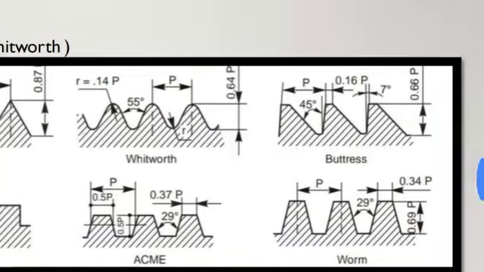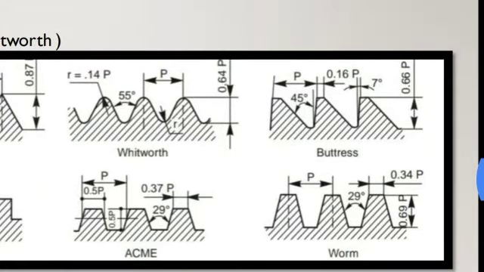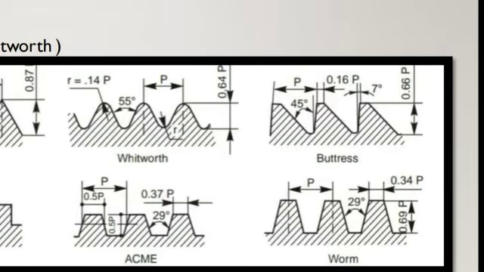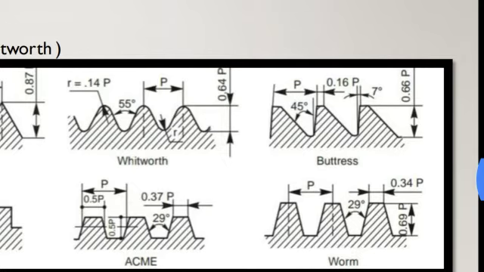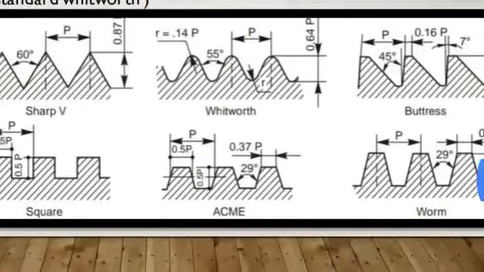Okay, next, buttress. In the buttress thread profile, what is the thread angle? Thread angle is 45 degrees. Let us take P as the same 30 mm. And what is the height? Height is 0.66 times P. So height should be 0.66 into 30, and thread angle should be 45 degrees, and the profile should be like this: one side vertical and another side slant. Then this profile is known as buttress profile.